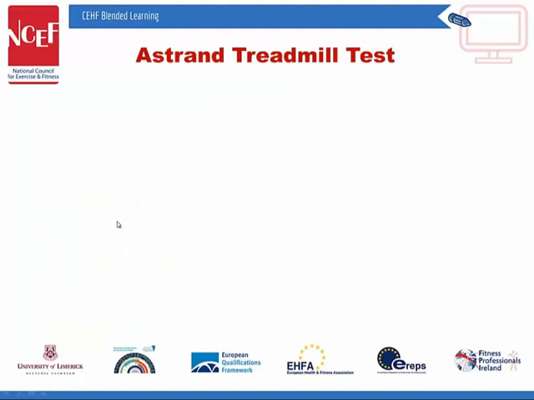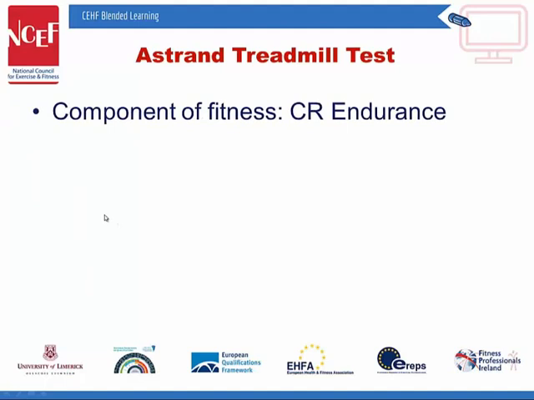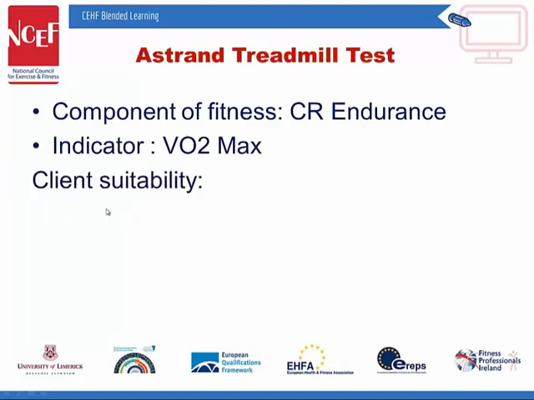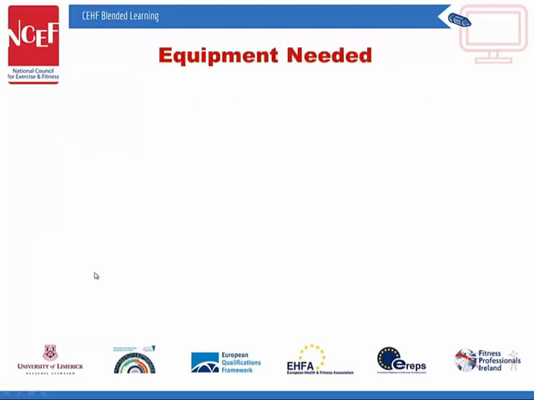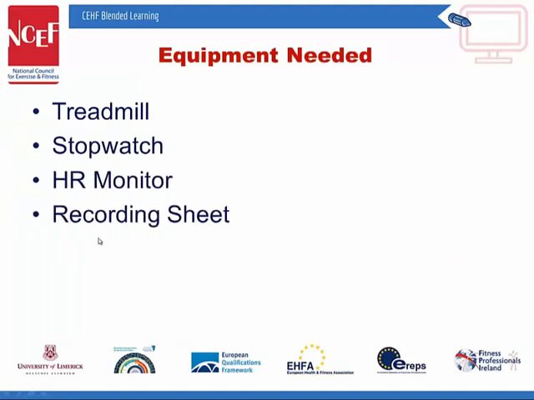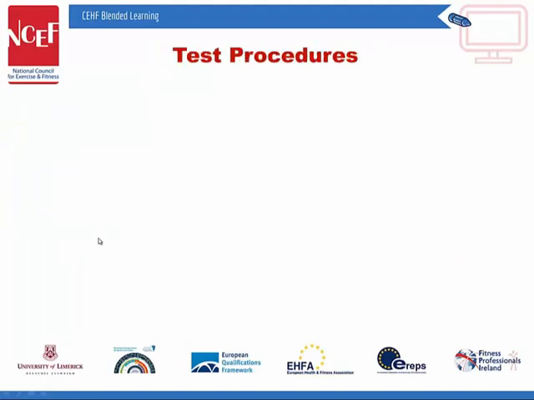We're going to move on now to the Astrand treadmill test, which is another running test. The component of fitness again is cardiorespiratory endurance, and the indicator is VO2 max. Client suitability: this test is suitable for fit or very fit individuals who are used to running on a treadmill. The equipment needed: a treadmill, a stopwatch, a heart rate monitor, and the recording sheet.